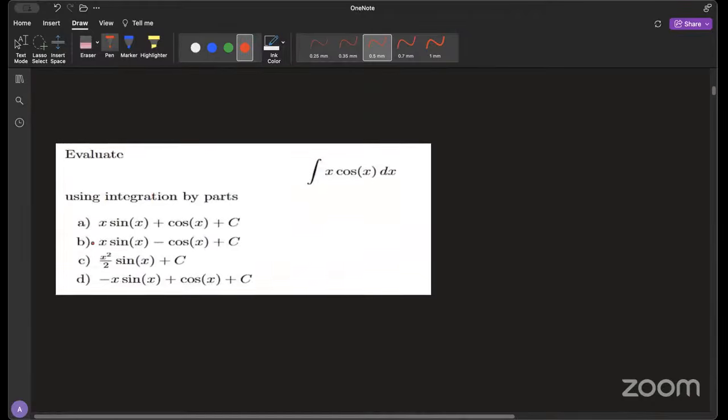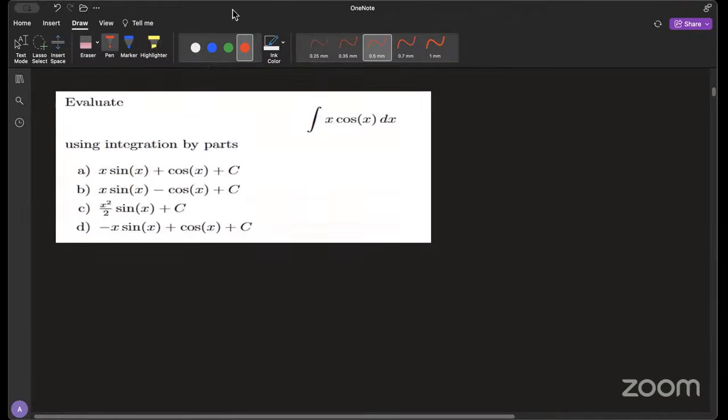Okay, then coming to the next question. This is the next question. Give this one a try. x sin x plus cos x plus c.